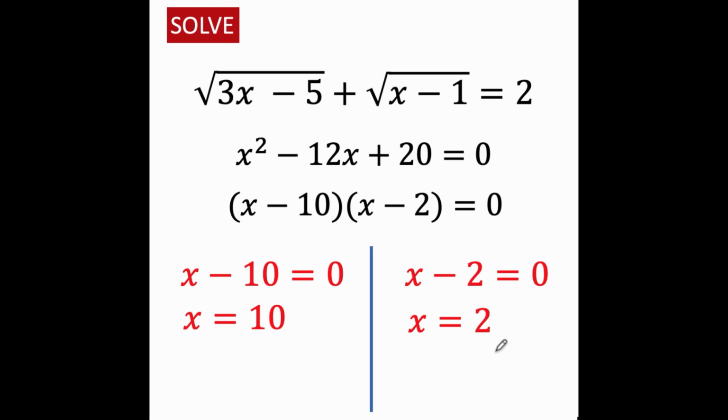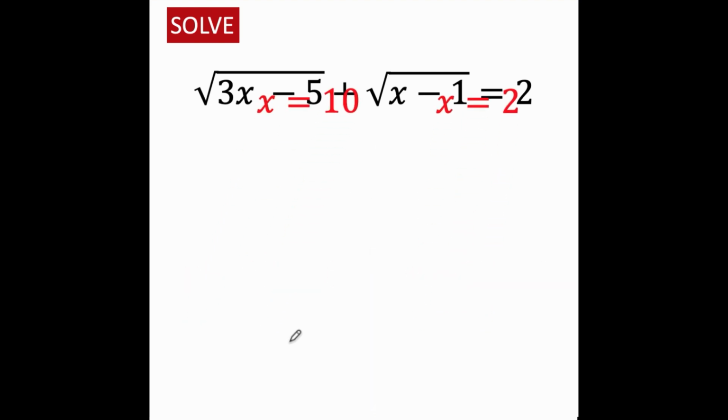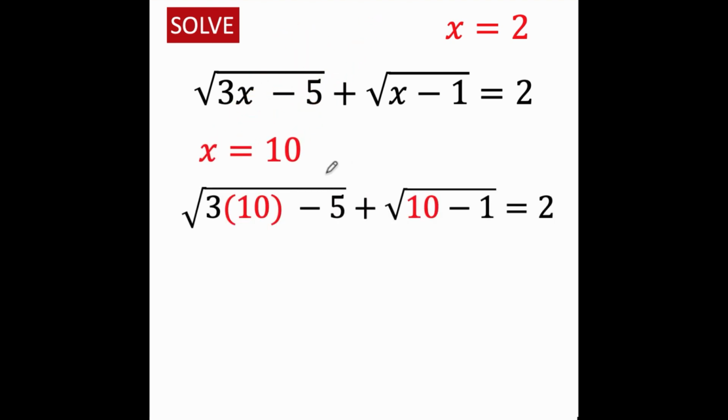Now, we need to check for extra roots. So we have to go back to the original equation and check whether x equals 10 or x equals 2 or both of them will make this original equation true. So let's take first x equals 10. Substitute 10 for x. So this x becomes 10. This x becomes 10. Then 3 times 10 is 30. Minus 5 is 25. So we have square root of 25. Then 10 minus 1 is 9.